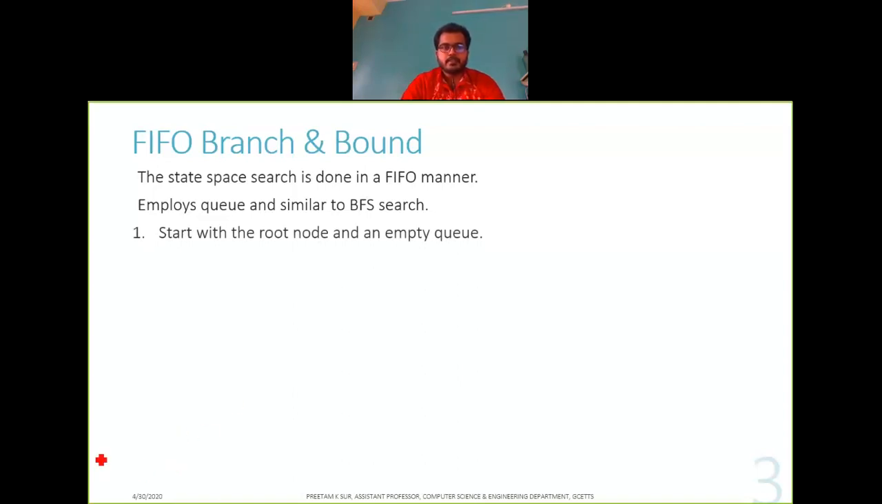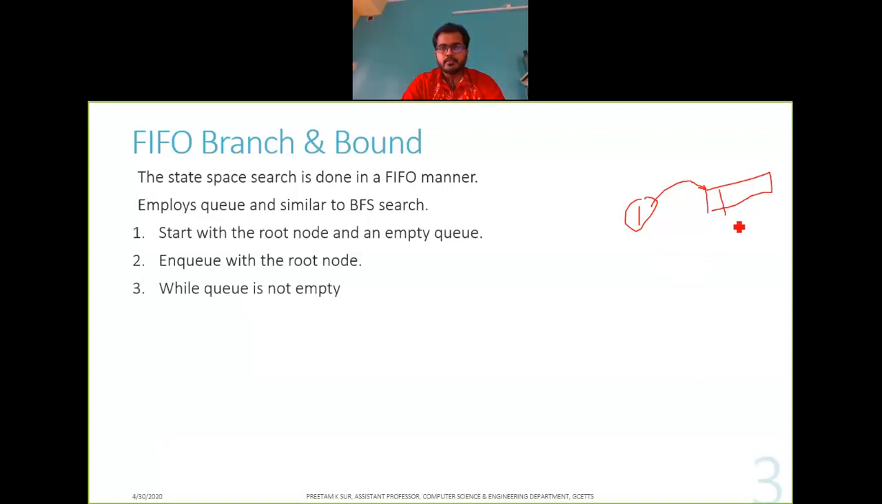We'll start with the root node, that is the initial state, and an empty queue, and then we'll enqueue this empty queue with the root node. Suppose the root node is 1, and we'll have a queue to start with, and we'll enqueue this queue with the root node. Then we'll iterate through this queue until the queue is empty. Now you have at least one element, which is the root node, so we'll dequeue to get the E-node.